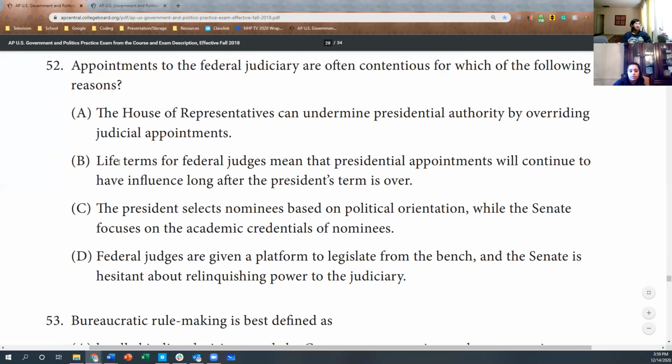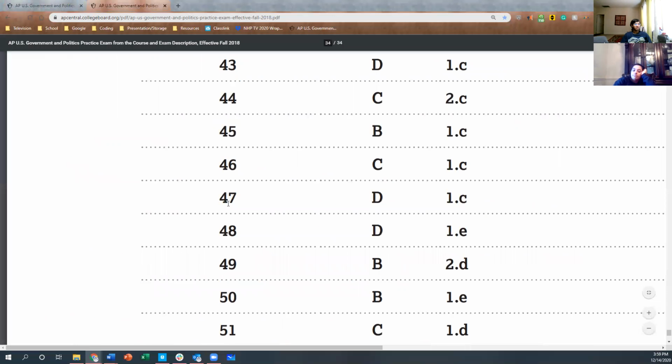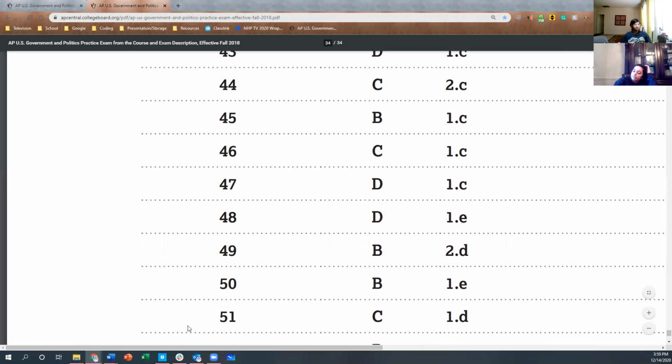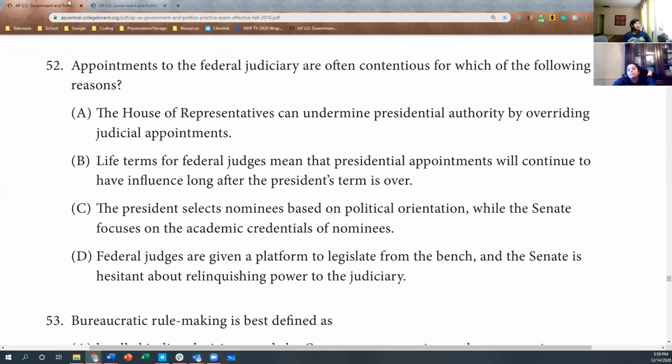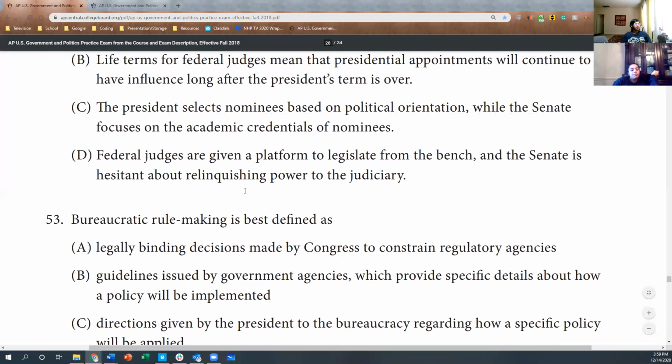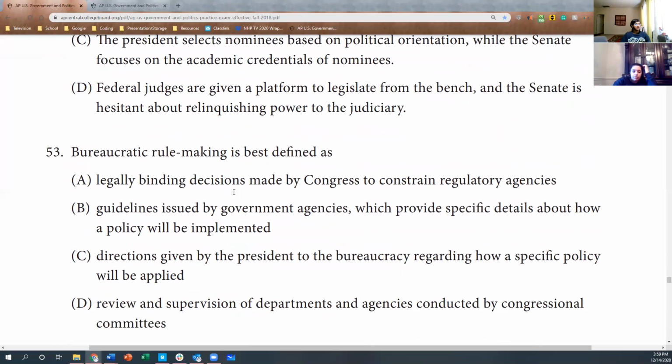Not A. I think it's B. Yes, it's B. It could be D, but D doesn't quite make sense. I think it's B because they have life terms. Judges are allowed to. Yes, B. Okay. Bureaucratic rulemaking is defined as rules that are not made by Congress, they're made by the bureaucracy.